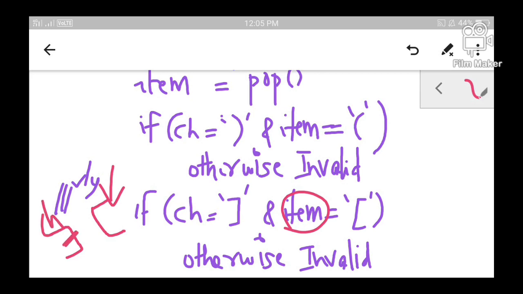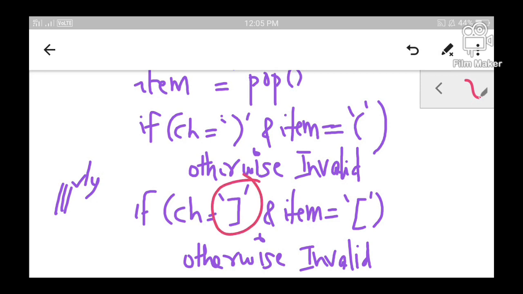the character just read is in the variable ch. So if ch is equal to square right bracket, then item should be equal to square left bracket. If this condition is satisfied, then up to now the expression is valid. Otherwise, it is a clear-cut case of an invalid expression, because if the above condition does not match, then it clearly shows that the opening and the closing brackets do not match, and this shows the expression is invalid.